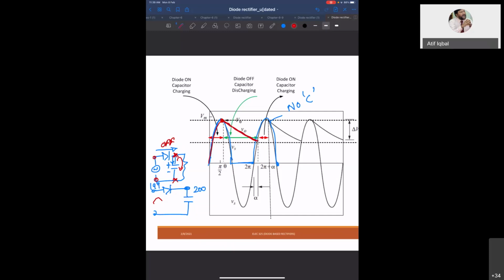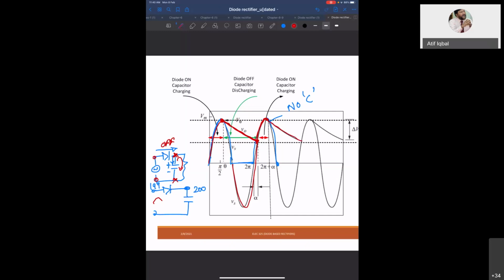And it will discharge, and as soon as it reaches this point, the source voltage has again come back, and now the source voltage is more. As soon as the source voltage is more, the diode is turned on, and the capacitor again starts charging. It reaches the peak value, and then once again the diode is turned off, and the capacitor discharges.